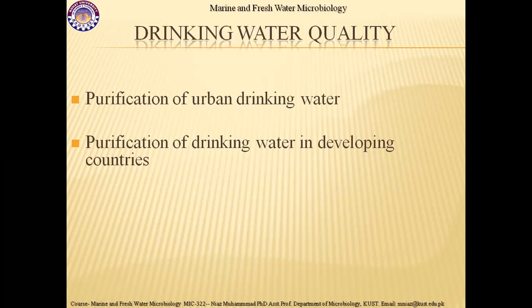Now we are going to drinking water quality, because drinking water quality is much more important. If drinking water has some contamination, some type of pollution, animals, humans and others will use it and suffer from different diseases, and it can lead to pandemics.